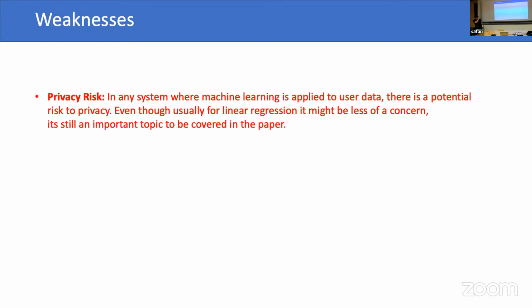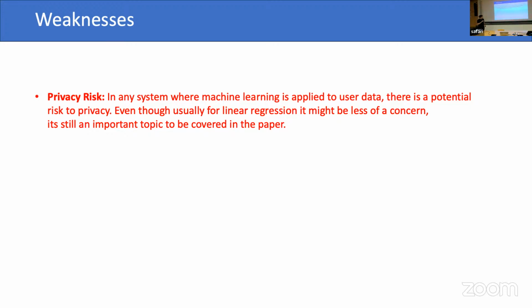And yeah, for the weaknesses, in my opinion, one of the biggest weaknesses of the paper was privacy, because usually when we speak about machine learning techniques, it is important to have some sort of privacy because we handle data that may be sensitive. And although for linear regression it might not be a problem, it is still important to state that, at least to do some study about it.